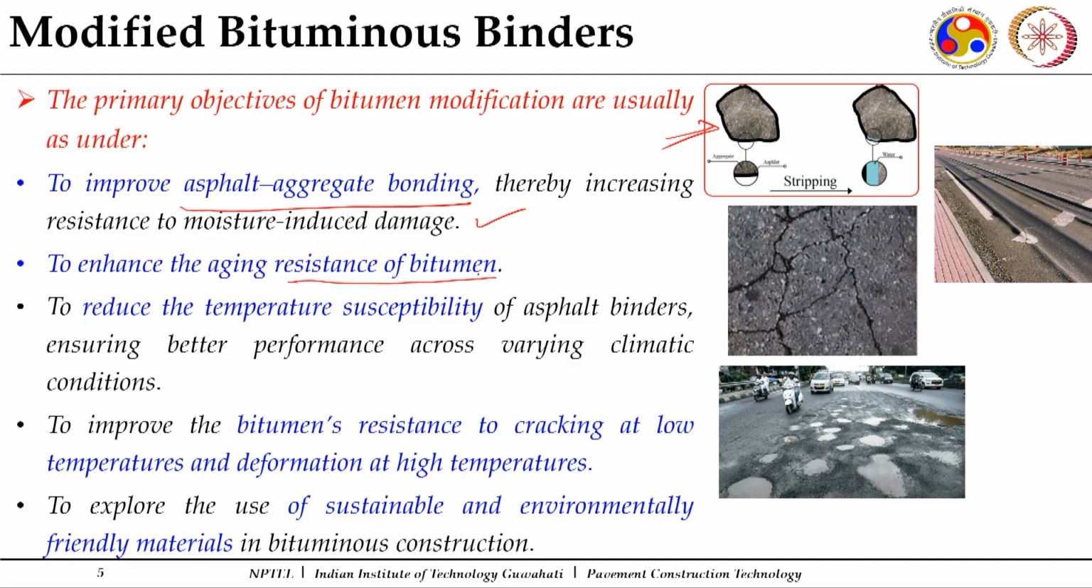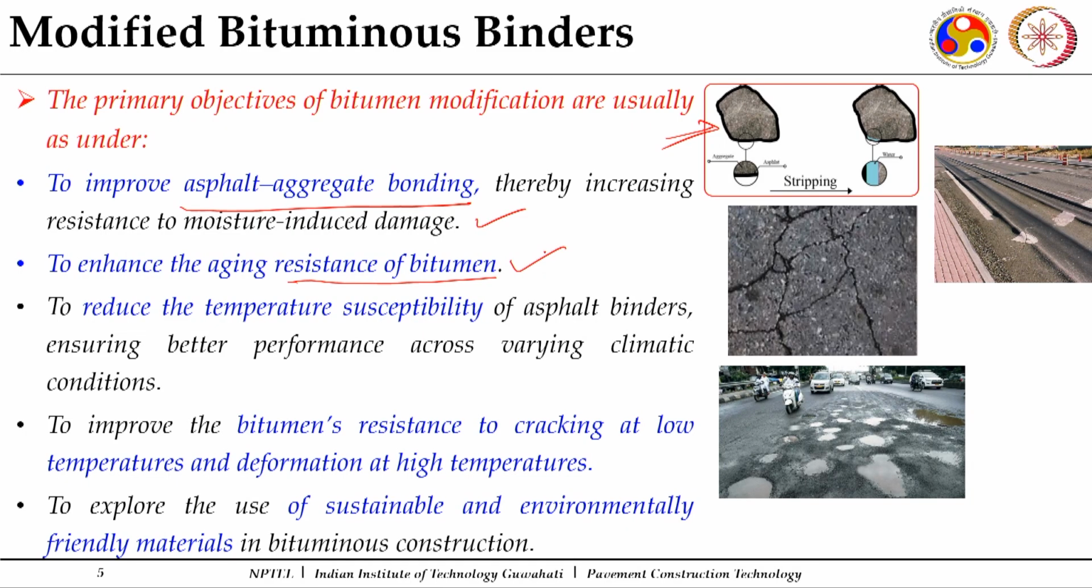To enhance the aging resistance, we have seen the aging determination in terms of the thin film oven, rolling thin film oven and pressure aging vessel, and we want the bitumen to age less during the production process and during its service life. So, any modification that helps make a binder age resistant, or resistant towards oxidation, will be preferred.